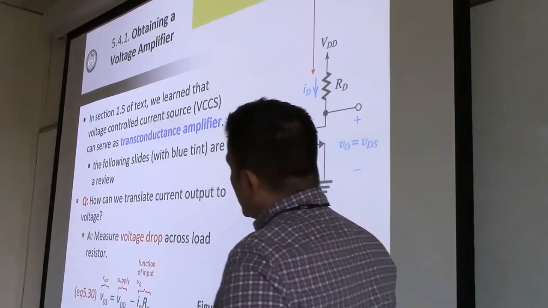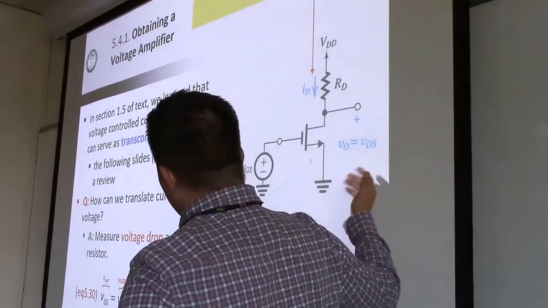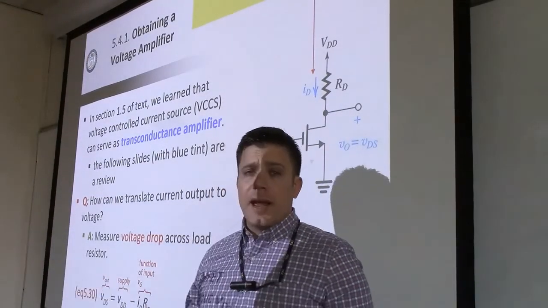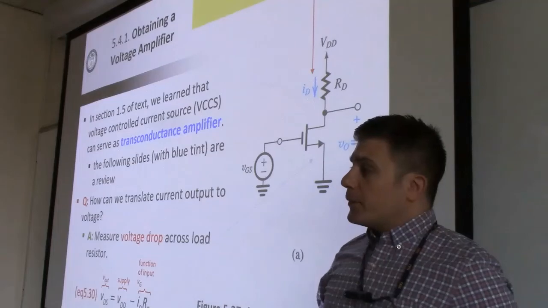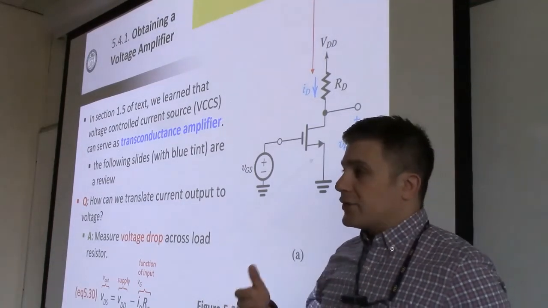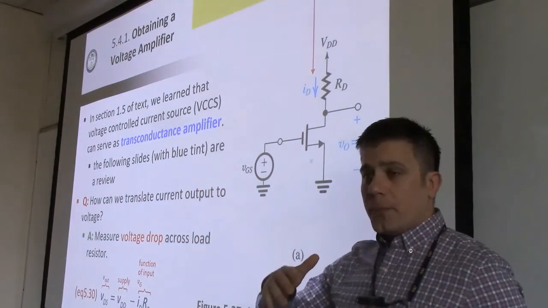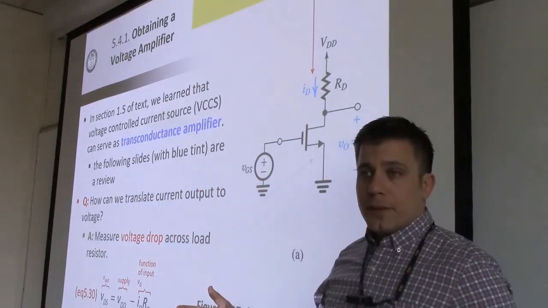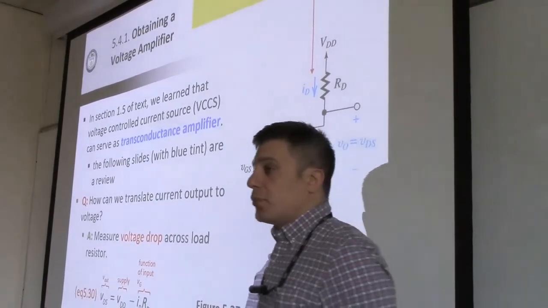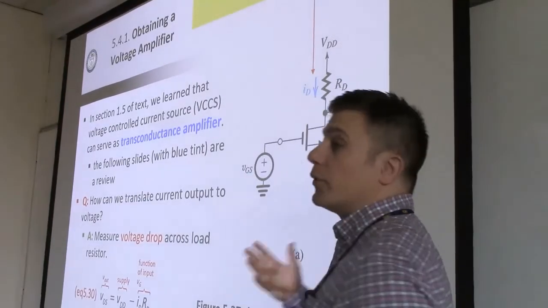Okay, so how can we translate a voltage-controlled current source into a voltage-controlled voltage source? That's all really an amplifier is, right? An amplifier is a voltage-controlled voltage source where we can have some sort of manipulation over what the coefficient is between the input and the output. So already, without doing anything, this makes a pretty good transconductance amplifier. But we want a voltage amplifier.